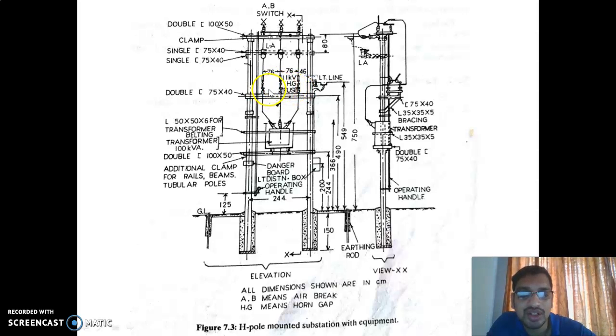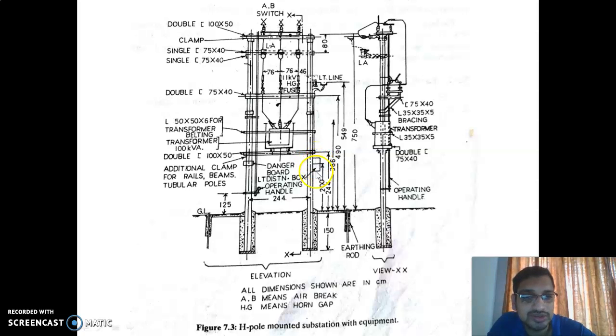After the HG fuse, we connect the primary side of the transformer. This is the bushing of the primary side. Then the lower part is the secondary side. From the secondary side, we tap the secondary voltage and directly connect it to an LT, low tension distribution box. So this is the distribution box.